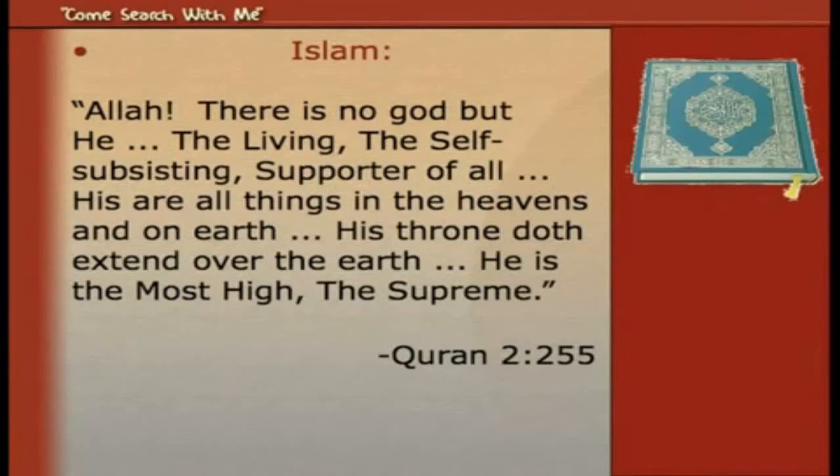When it comes to Islam, in the 2nd chapter and verse 255, it is called the regal or the coronation verse of the Quran. This is what it says. Allah, there is no God but He, the living, the self-subsisting supporter of all. His are, how much? All things in the heavens and on earth. His throne doth extend over the earth. He is the Most High, the Supreme.